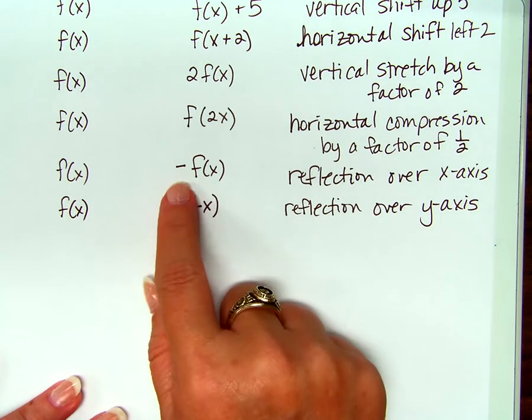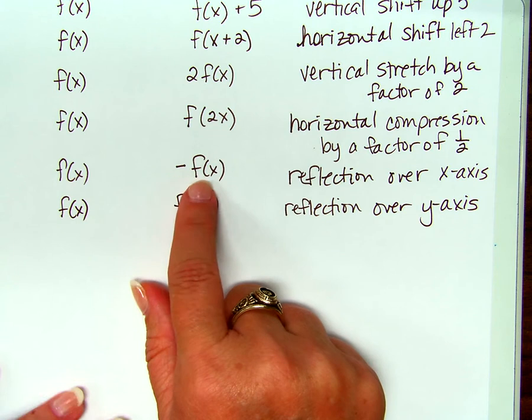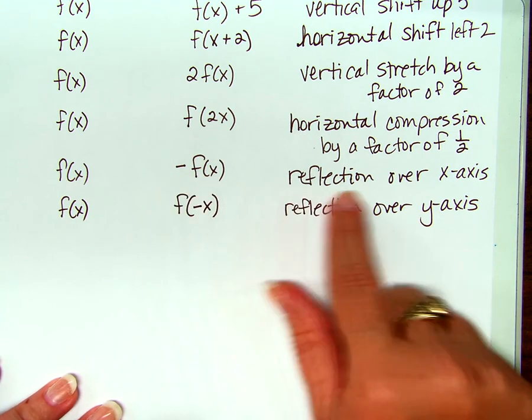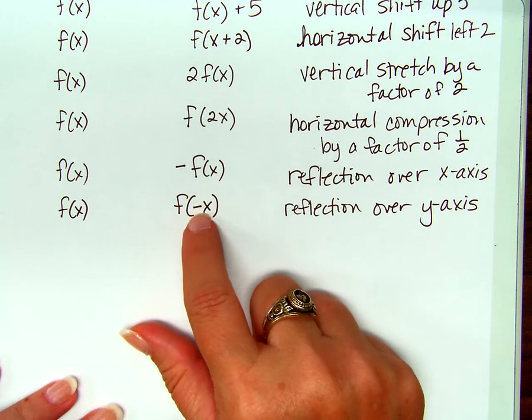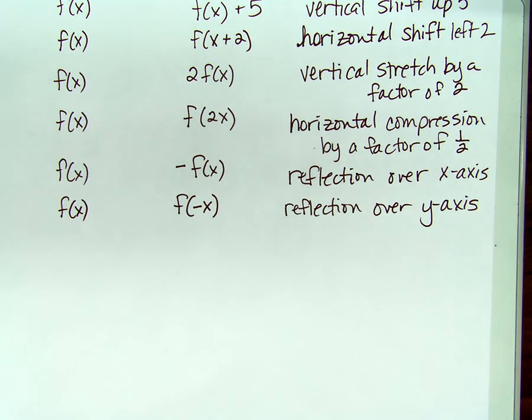Okay? If the negative's on the outside of the function, we know that is a vertical change. So it's reflecting over the x-axis, it's changing vertically this way. If the negative is inside the function, that's a reflection over the y-axis. You okay with that? Any questions so far? Good. I knew you would remember most of this. Let me rephrase that. I hoped you would remember most of this.